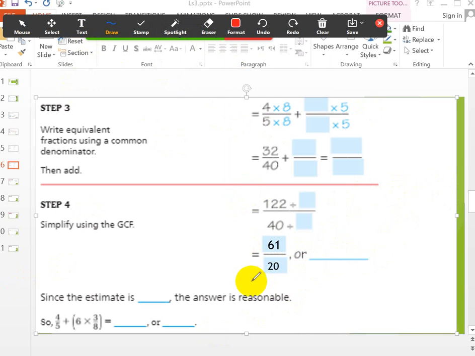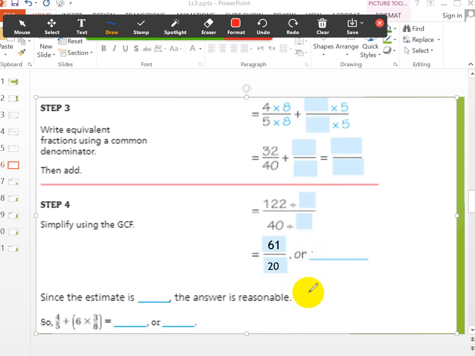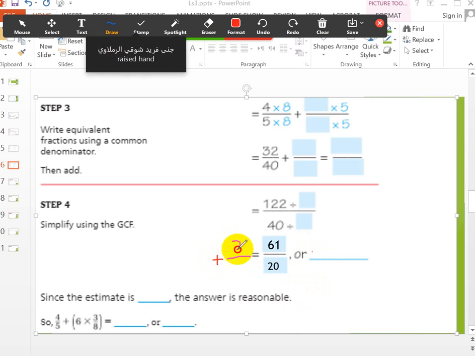If I want to write this number as a mixed number, it will be what? This is 61 over 20. So I can write it as a mixed number by breaking down this number into whole fractions. So let's find it. If you want to write it, you can write it as 20 over 20.